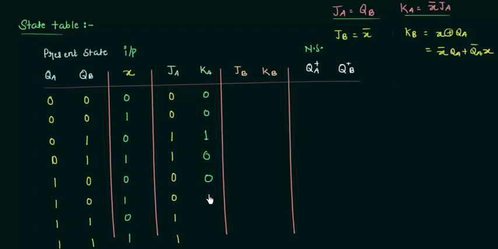Again 0, 1 1 it is 1, and finally 0 and 1 is 0. So we are done with JA and KA. Now we can find out the next state values of the A flip-flop.